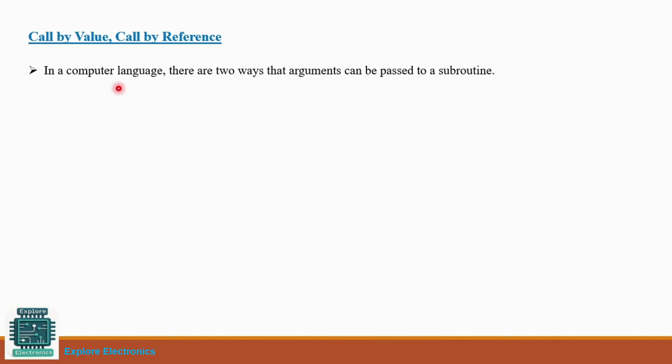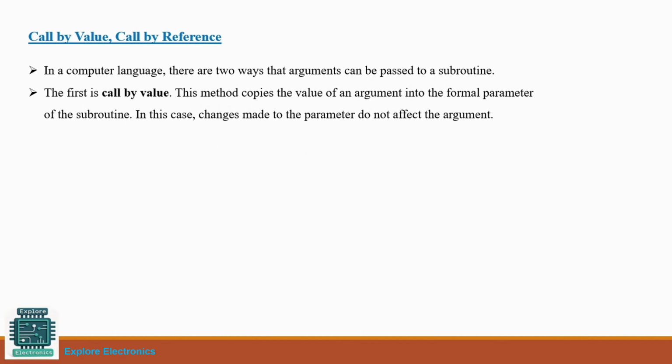The next is call by value and call by reference. This topic comes under the function arguments topic itself. Here, these are the ways we can pass the arguments. Like I said, in a computer language, there are two ways that arguments can be passed to a subroutine. The first one is call by value and the second one is call by reference.